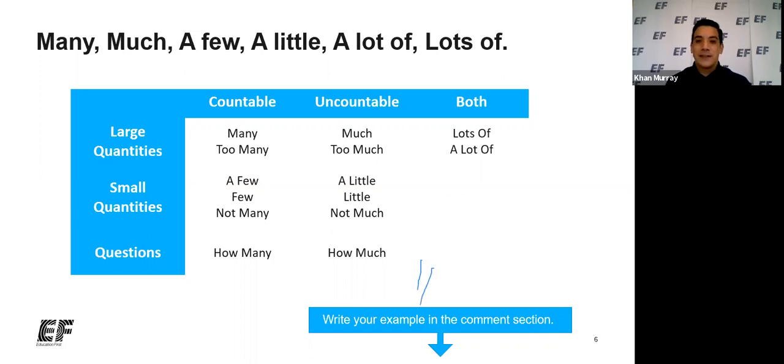Oh, someone's drawing on my slide. Very good. Anyone else? No? How much water is left in your bottle? Perfect. I don't have any money. That's the perfect one there. Very good.